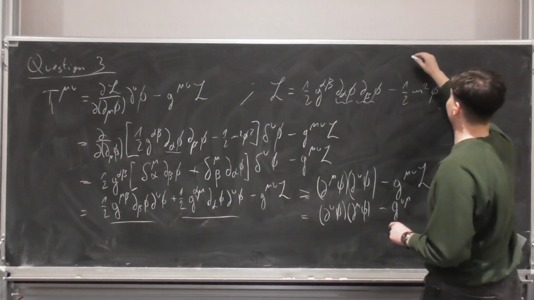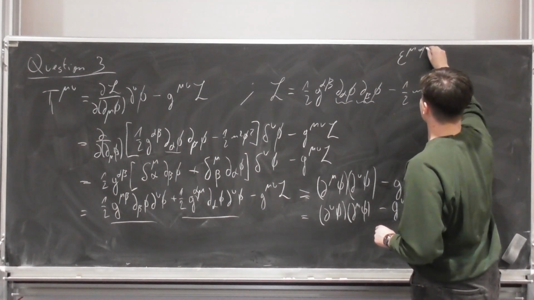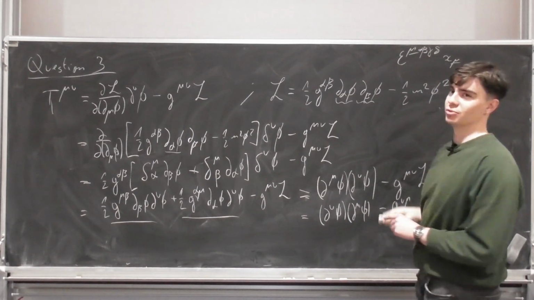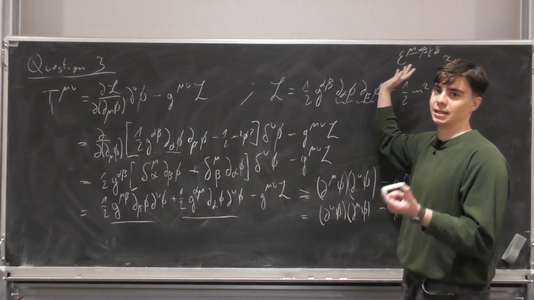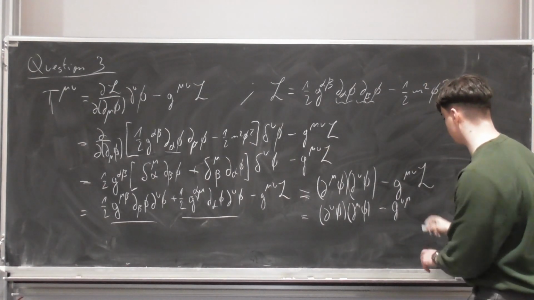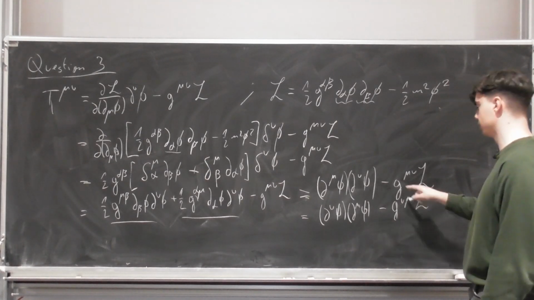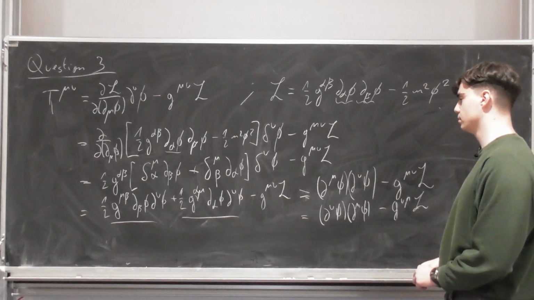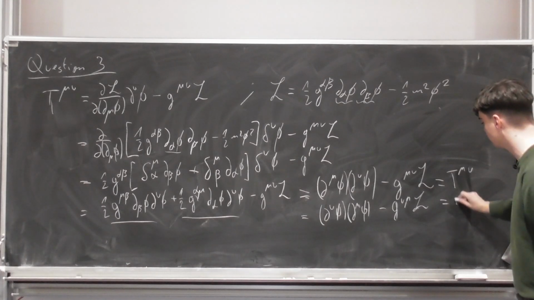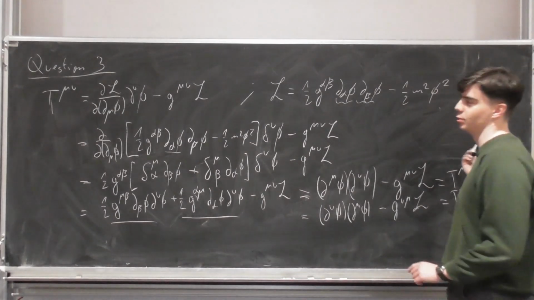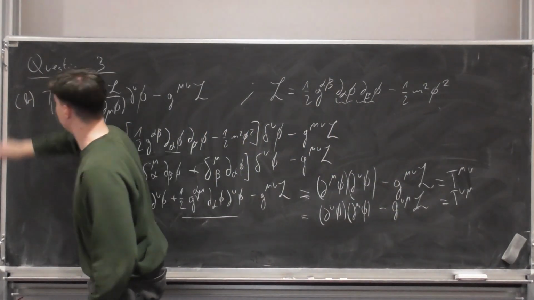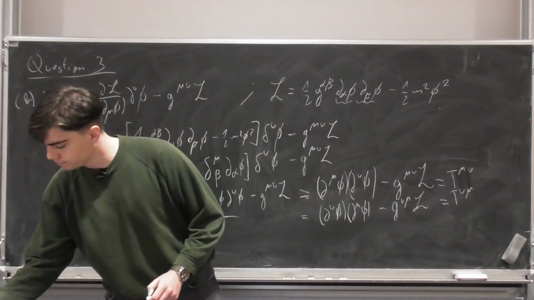If you had something like epsilon mu alpha beta gamma delta x mu, it's harder to see that mu is being contracted here because the mu is all the way on the other side of the epsilon. Okay, so where was I? This is g nu mu times the Lagrangian because the metric tensor is symmetric. If we compare this, which is equal to t mu nu, and this, which is equal to t nu mu, it means that t mu nu is symmetric. So the energy momentum tensor is symmetric. And that was part B.